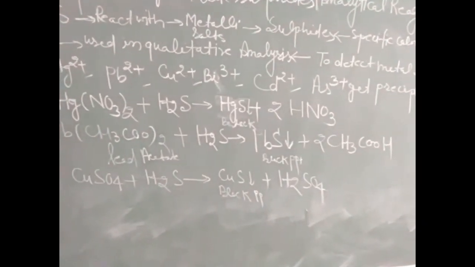Its reaction we can watch here. When mercurous nitrate, HgNO3 whole twice, is treated with H2S gas, means when hydrogen sulfide gas is passed in mercurous nitrate solution, then formation of mercurous sulfide will take place, which is a black color precipitate, along with formation of nitric acid.